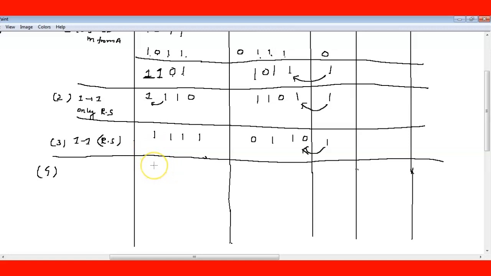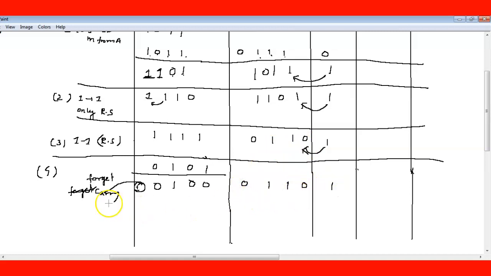If you add this 5, so 5 is 0 1 0 1. You add it here: 1 plus 1 is 0 carry 1, 1 plus 1 is 0 carry 1, 1 plus 1 is 0, 0 plus 1 is 1 carry 1, and this 1 plus 1 is 0 carry 1. This final carry, whether 1 or 0, forget it, ignore this carry. And the remaining will be as it is, and do the right shift.